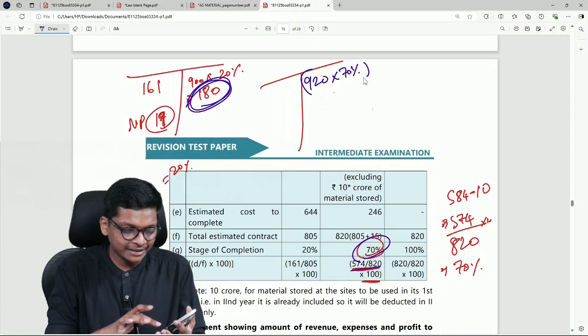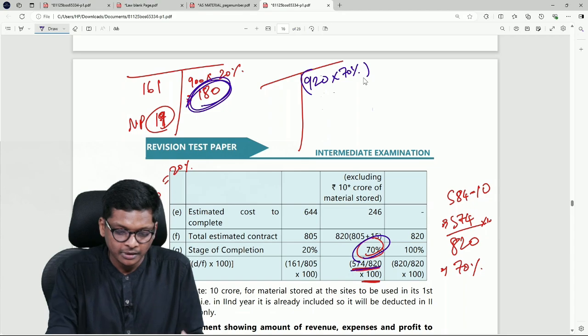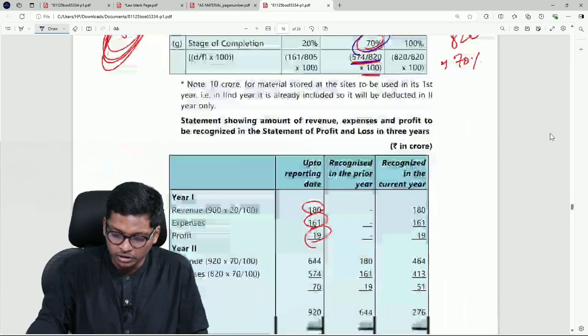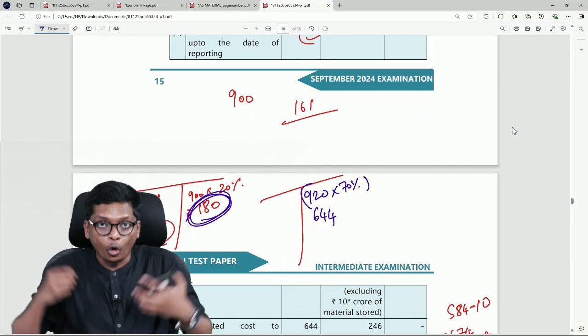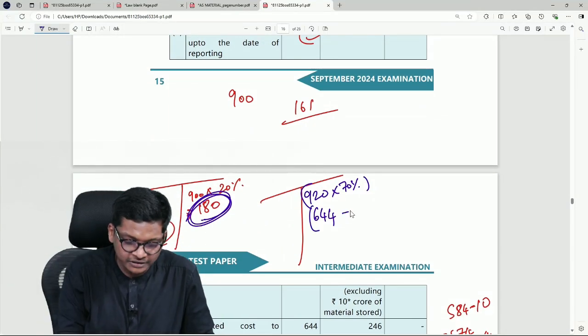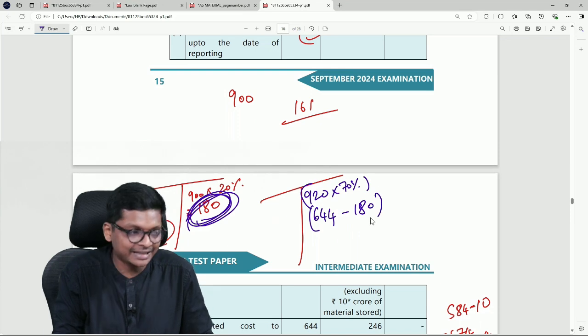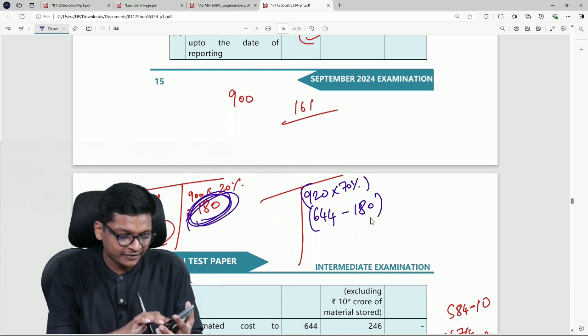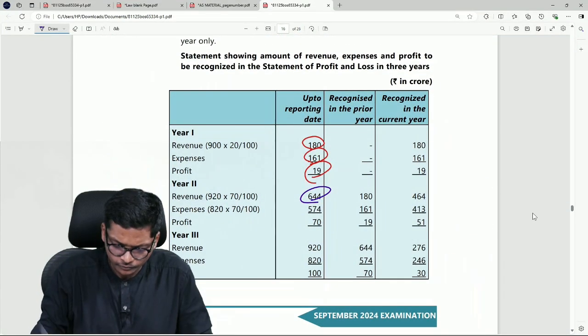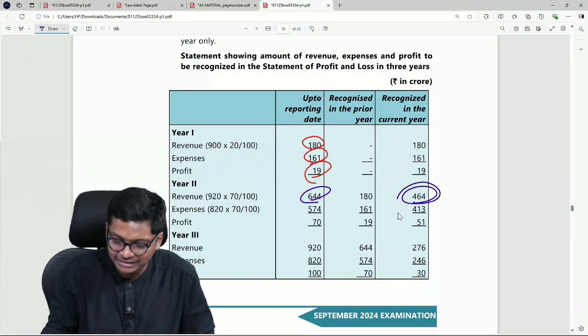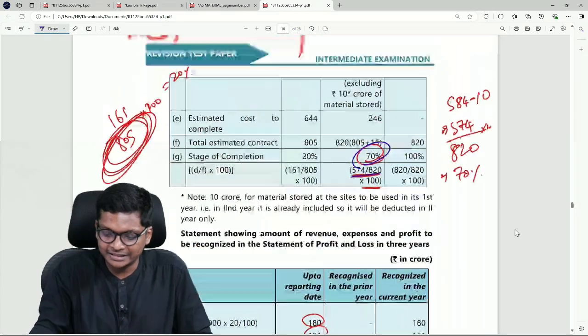So 920 into 70% will give me 644. That's what came here. Look at this. 644 as the revenue overall of year 2. But out of 644, 180 is already recognized. Therefore, what is the additional revenue? 464 is the additional revenue. Look at this. Additional revenue is 464.